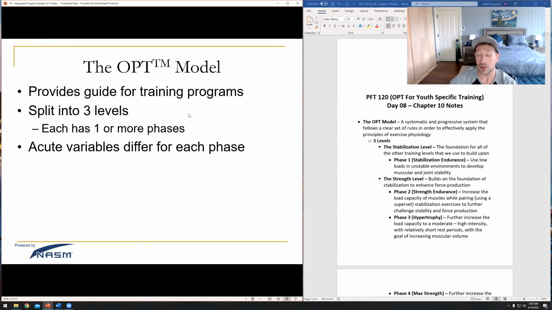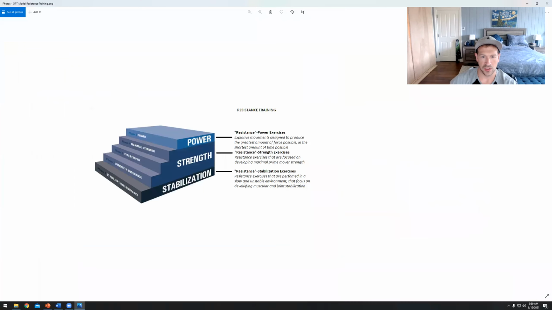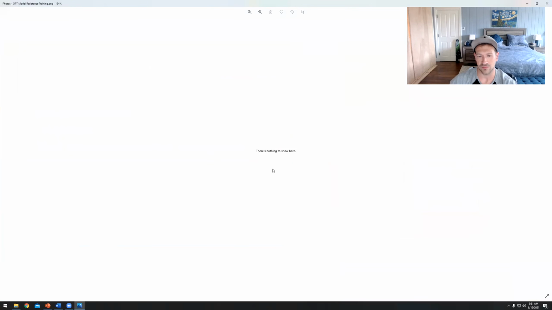So we're splitting the OPT model into 3 levels. If we look at the OPT model, we've got 3 different levels here. We've got the stabilization level, the strength level.